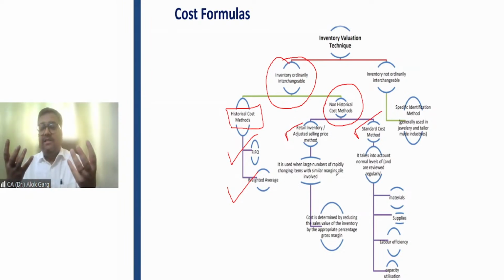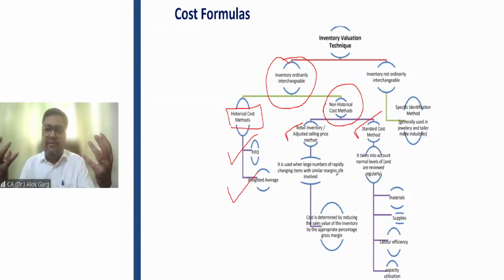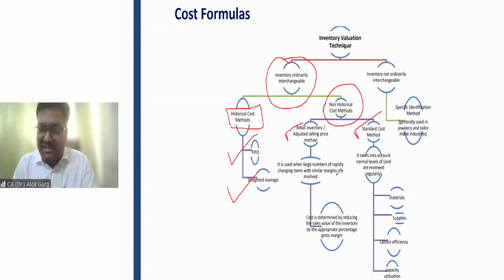For example, the total sales value is 500 rupees. So they will reduce the margin from the sales value to arrive at the cost. So this is the retail sale price method: the value at which you are selling the goods minus your margin is equal to your cost of inventory. Or what is the standard cost method?